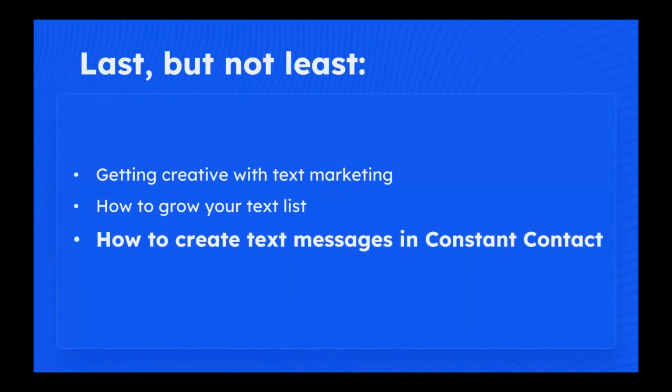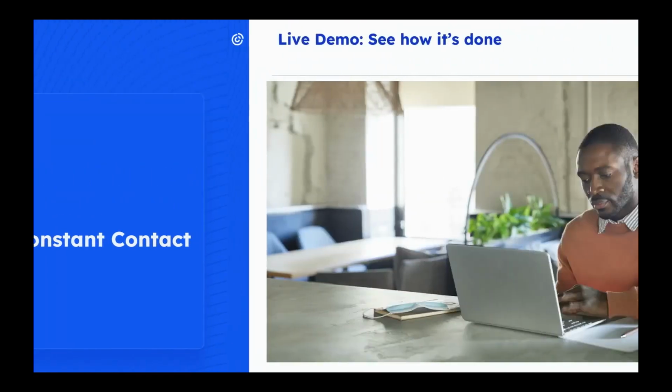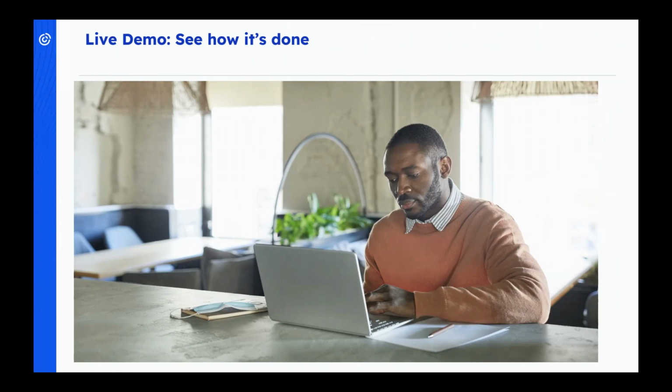So now I want to go ahead and move on and show you how to create text messages in Constant Contact. At this point, we're going to go through a few demos. First is a video that shows you the registration process for setting up SMS or text marketing in your account. Then we'll go into a live demo in an account to show you the lead generation landing page to grow your subscriber list and how to upload an SMS list. Then we'll do a live demo that shows you how to send text messages. And lastly, we'll show you how to access your reporting.